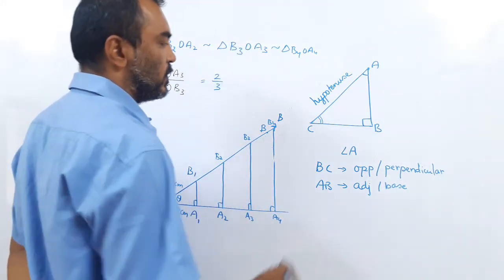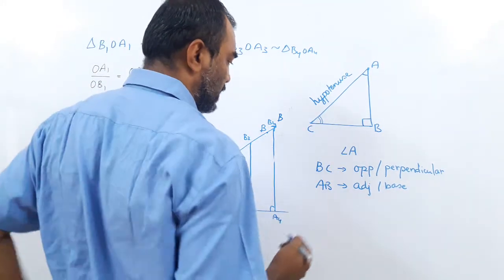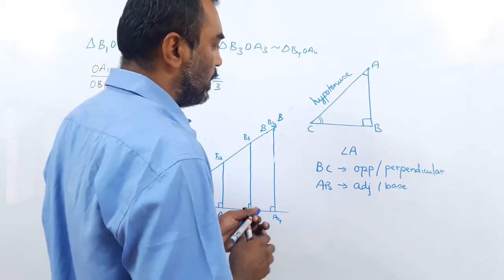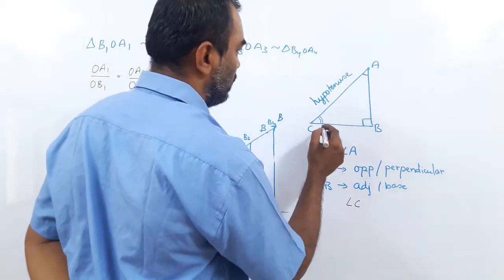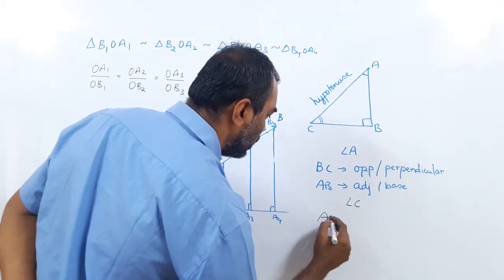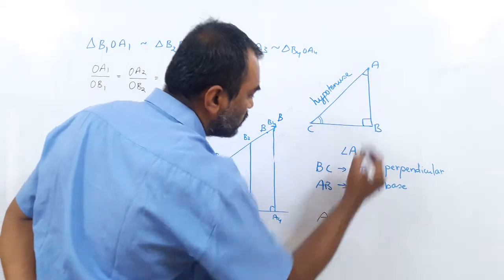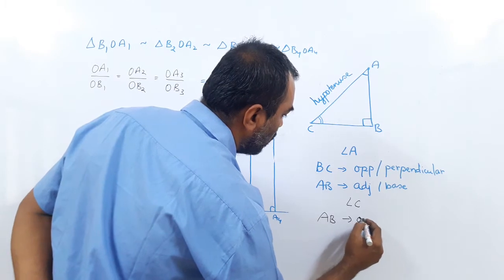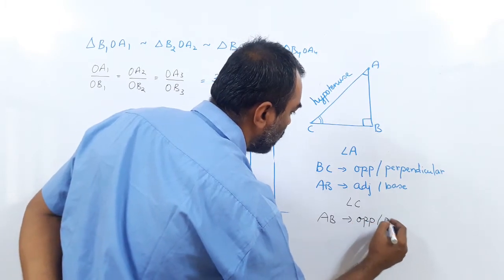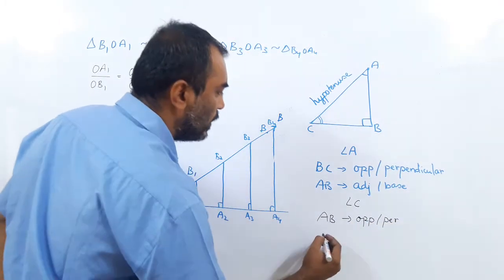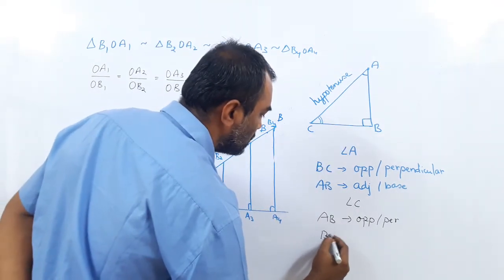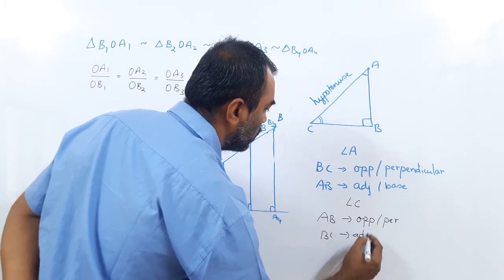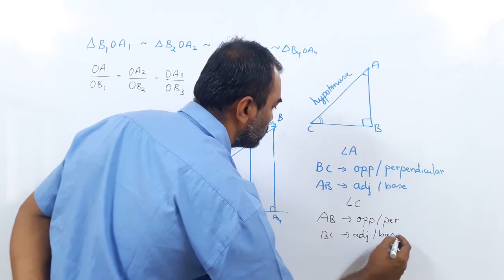But if I consider angle C, not angle A, now my point is angle C, then AB is the opposite side. So when you take angle C, AB is the opposite side or the perpendicular, while BC is the adjacent side or the base.